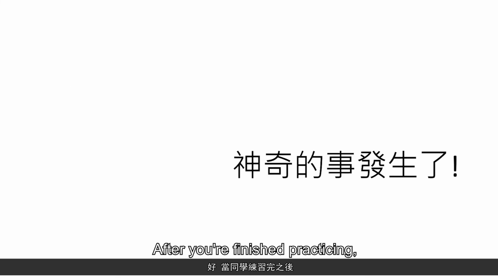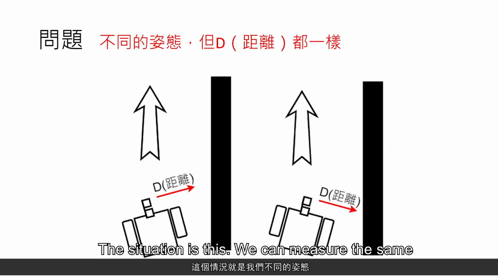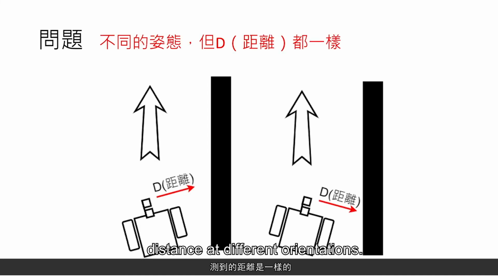After you finish practicing, did you notice a peculiar situation during the operation? The situation is this: we can measure the same distance at different orientations. Our vehicle sways during its motion, so its orientation is towards the left or the right. The distance measured will be the same, which will result in a miscalculation. For example, we said earlier that when the distance is greater than or less than 10, it will perform different actions. However, if the distance d is 10, the vehicle can detect a distance of 10 when it's left or right oriented. This will cause a miscalculation.